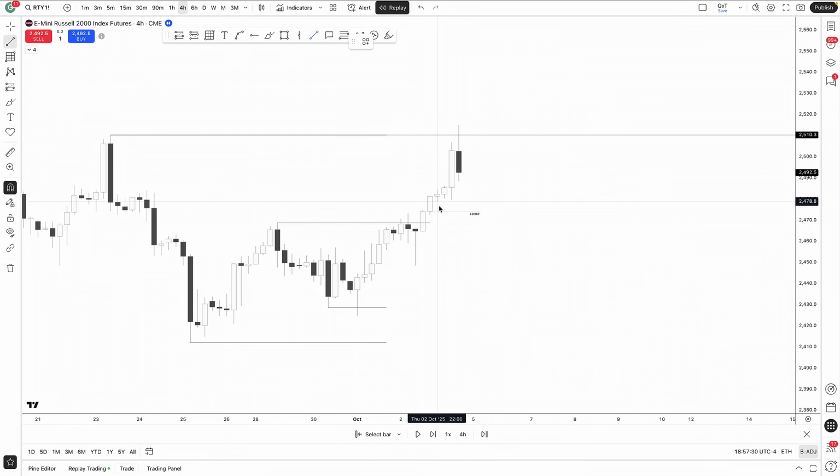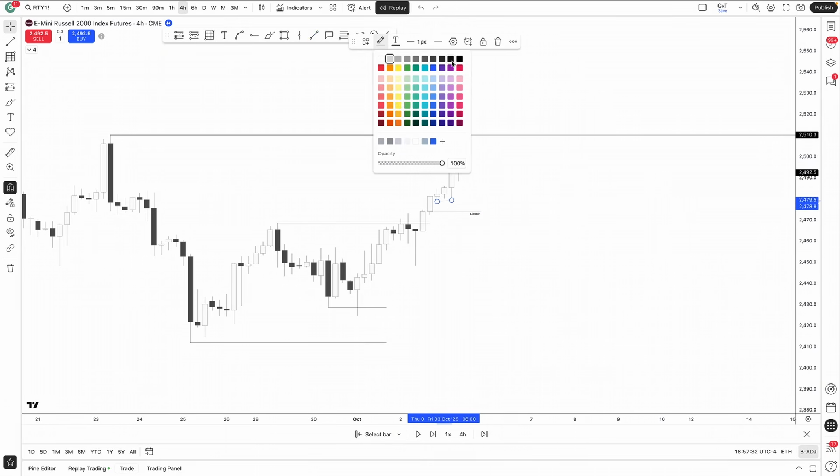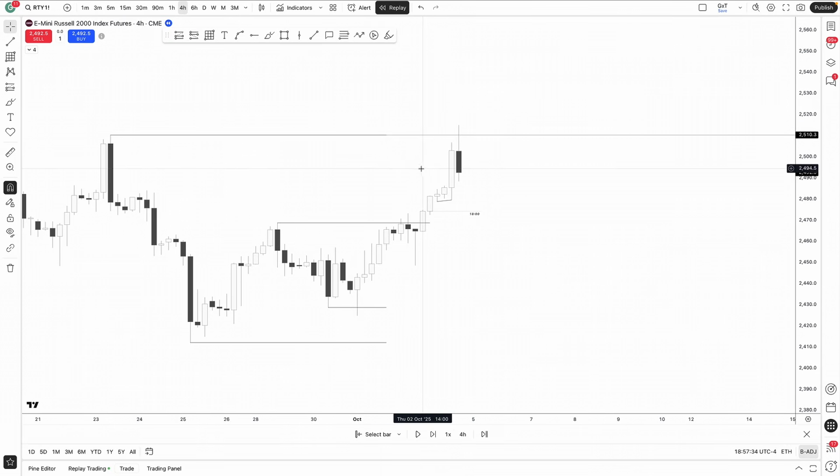This is when we create an SMT fill with YM. That is the correlated market for RTY. I don't really use NQ or ES for it. So now let's drop into the lower time frame.